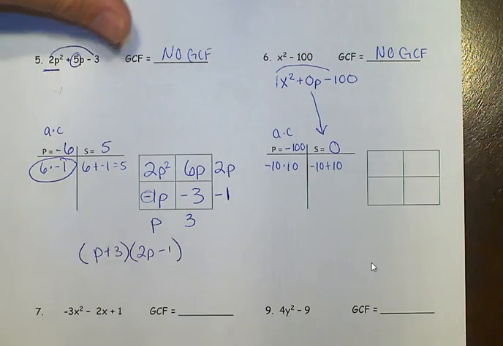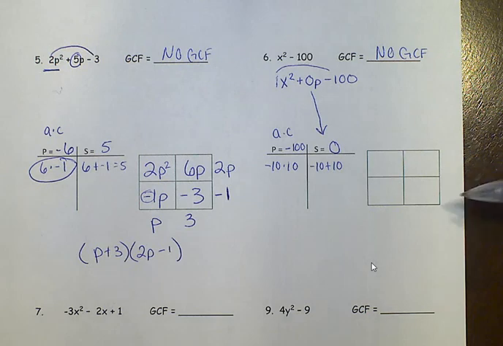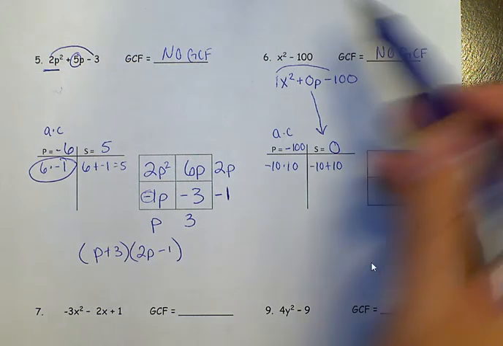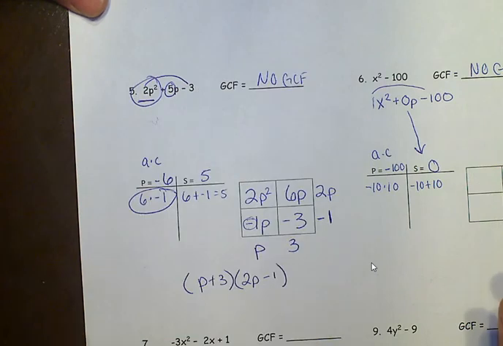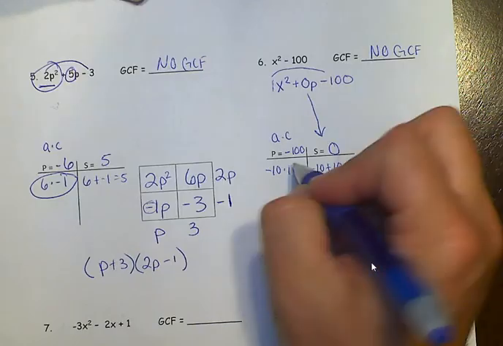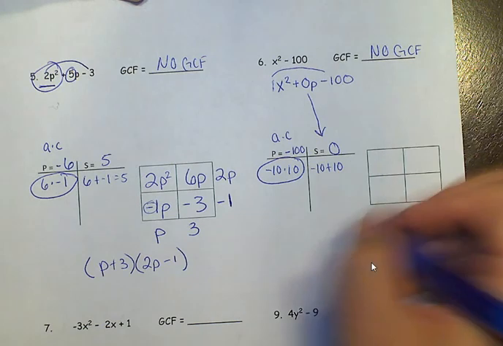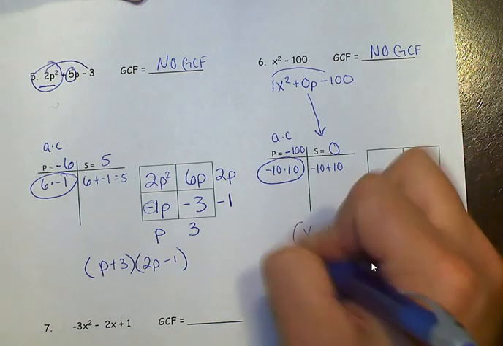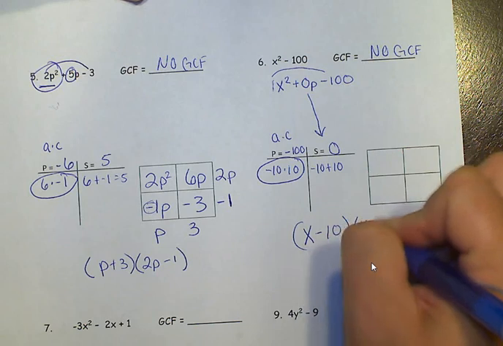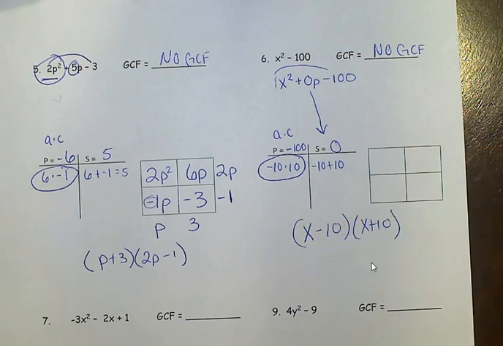The only reason I use this box is when this term is not 1, it's bigger than 1, it's 2, it's 3, it's 4, it's 5. So since there's no box here, I know that those are my answers. X minus 10, x plus 10. No problem.